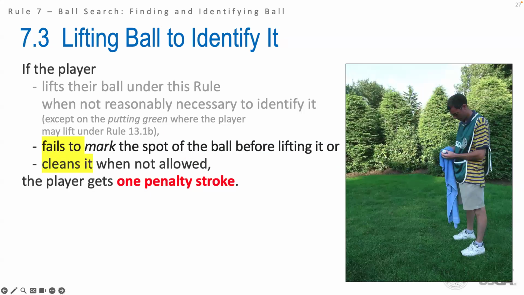So if the player fails to mark the spot of the ball before lifting it or cleans it when not allowed, they are also going to be on the hook for one penalty stroke. Way back at the beginning of this series, we talked about these multiple breaches and we learned about some golf math. But say you don't mark it, you pick it up to identify it, you clean it, and it all happens in one full motion, you're just going to get that one penalty stroke.